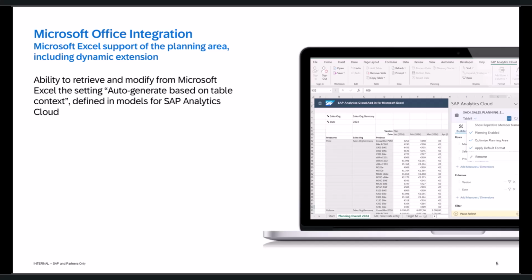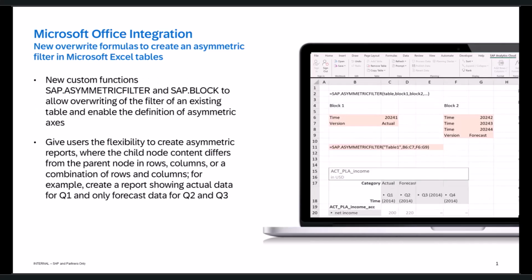Now the planning model option, Optimize Planning Area, is retrieved and used in Excel. The option is accessible from the designer panel. Last, 2 new custom functions are introduced to allow a variety of filters of an existing table and enable the definition of asymmetric axes. This gives users the flexibility to create asymmetric reports in rows, columns, or in a combination of rows and columns. Let's jump over and see it in action.